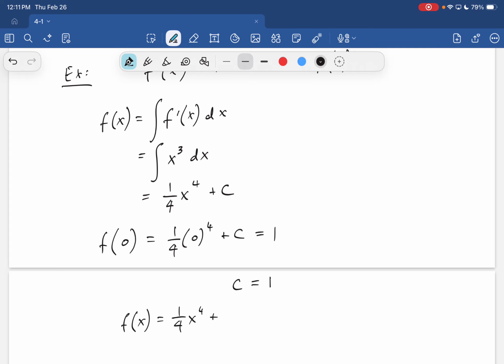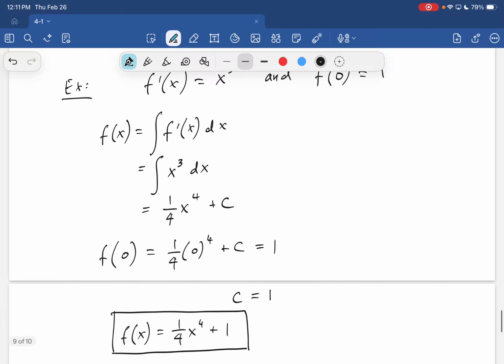The condition could be different, right? So f of 0 could be different things. Sure, it could have been something else as well, and that would have given us a different answer. It says f of 1 is equal to negative. That's fine too, yes. Any questions?